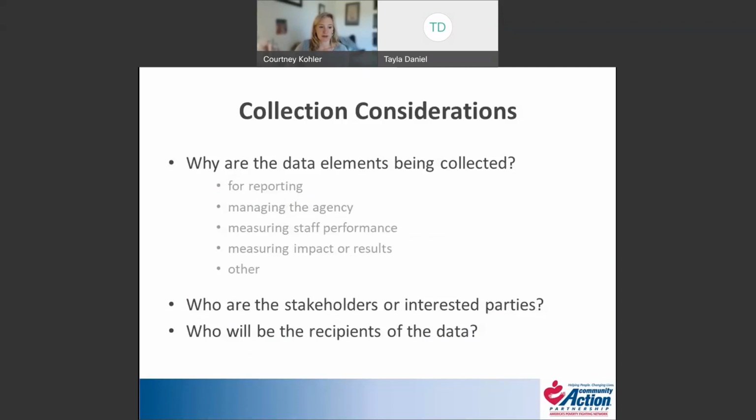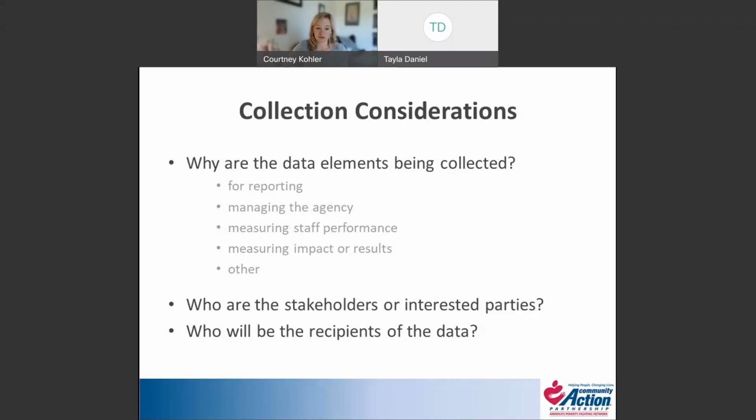Whenever you're starting to collect data, and really you have an ongoing collection of data, why are the data elements being collected? It's probably going to tie back to something for a report or multiple reports, for managing the agency. Measuring staff performance might be another reason. You also might want to measure impact and results, which hopefully is definitely on your list. And there might be other reasons as well. And of course, like I said earlier, you might identify over time additional reasons that you need to collect data or additional data that you need to collect.